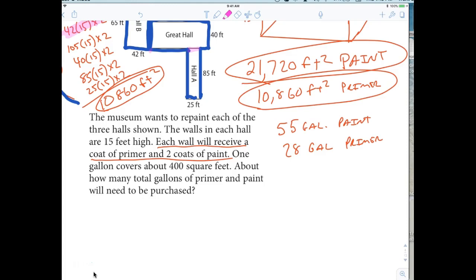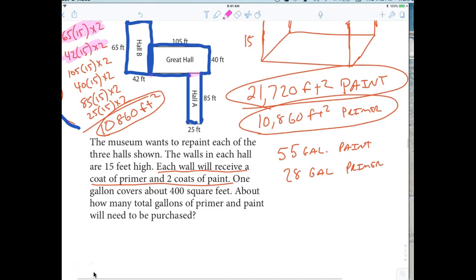All right, and so once I did the area, see if you agree with me, there was 10,860 square feet. That's what all that added up to. Everybody agree? Now it said you needed 2 coats of paint. So I had to take 10,860 and multiply it by what? If I multiply it by 2, that tells me how many square feet of paint I need. Everybody agree with that? And then how much primer do I need? Well, I'm only doing 1 coat of primer, so I only needed that amount of square feet for primer. Is everybody good with this?